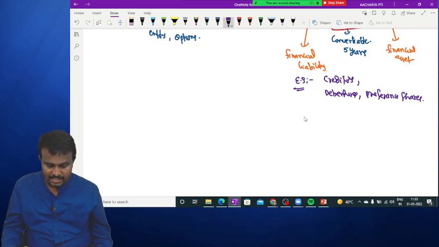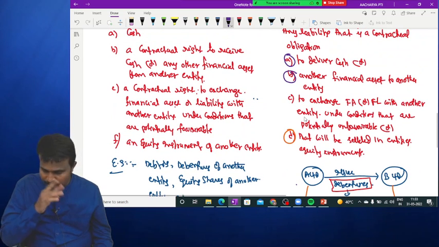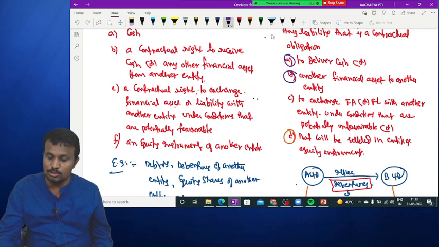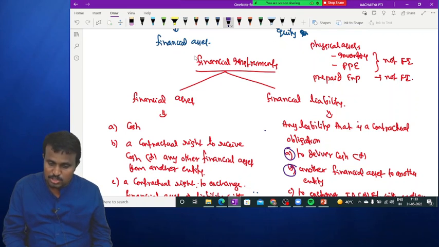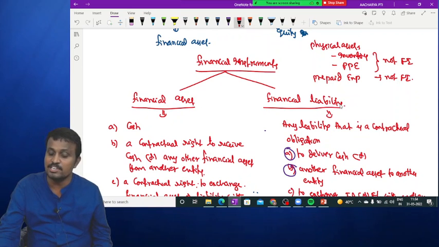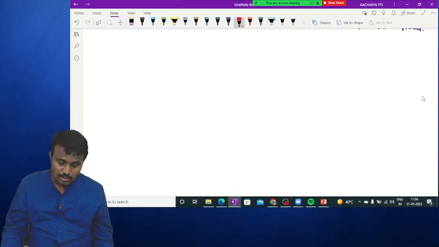So that contract which creates a financial asset to one person and a financial liability to another person is called what? A financial instrument. And those are generally classified into two types: financial asset and financial liability. So in this chapter we are going to discuss these two topics, financial asset and financial liability.